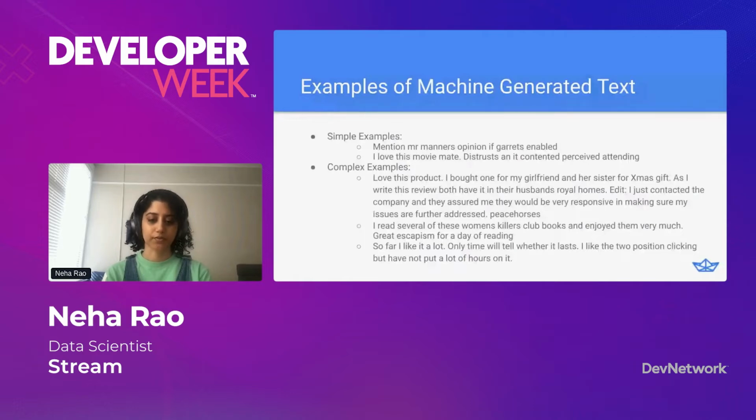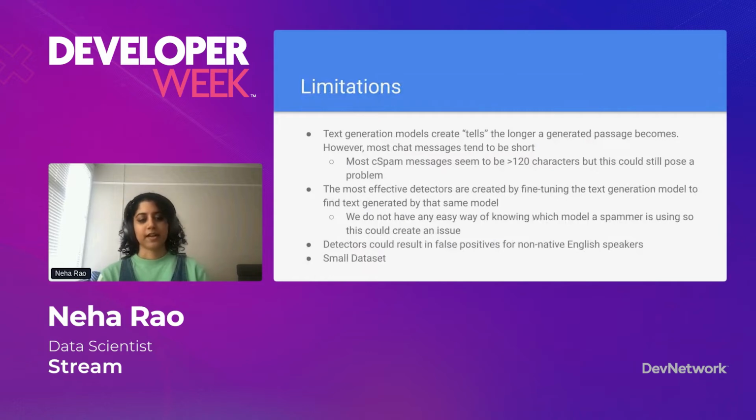This is referring to a review on a mouse. "Have not put a lot of hours on it" is definitely an odd word choice instead of saying something like "I haven't been able to use it much." But the last two are fairly convincing. So as you might have picked up in the last slide, longer passages generated by text generation models create tells more so than shorter messages. That first message, you could pick up fairly quickly that it's not generated by a human.